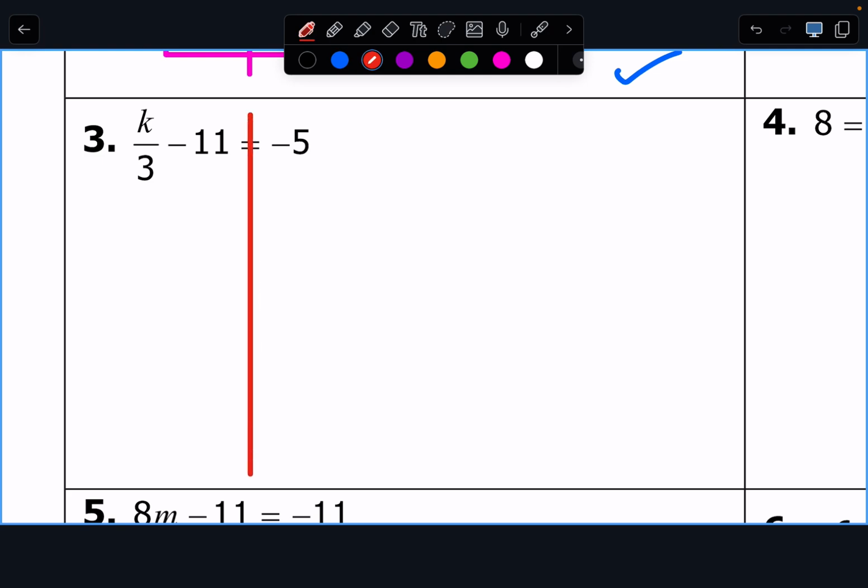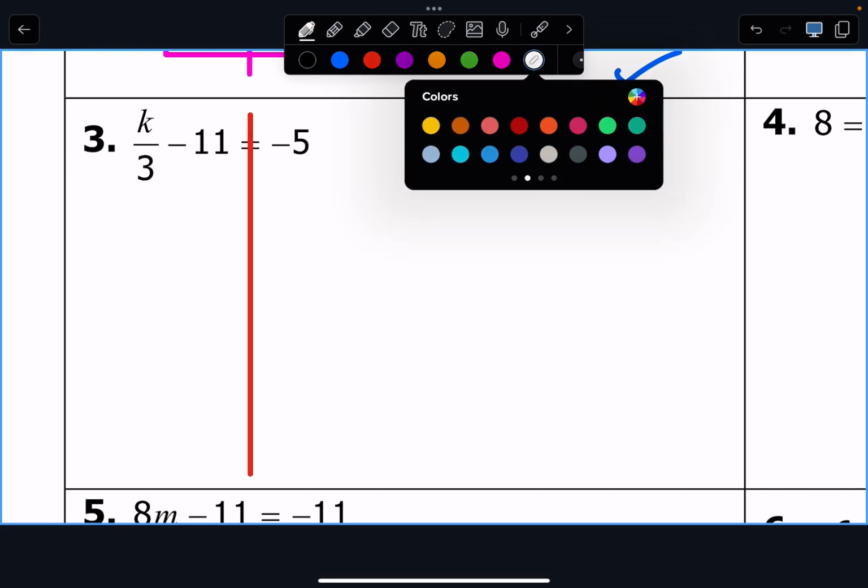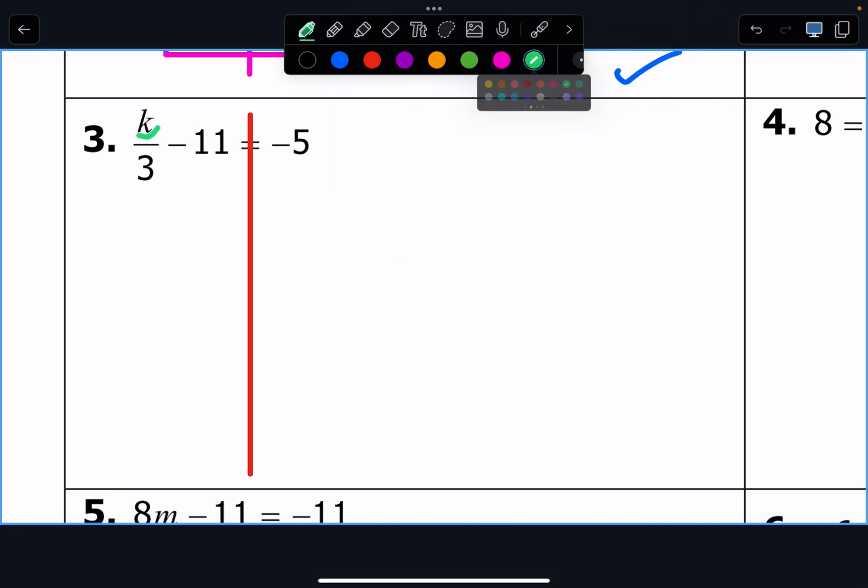Okay. Let's talk about number 3. Number 3 is making me a little nervous, but no need to be. You're not nervous? No. Oh, I love the confidence. Okay. Here is our variable.